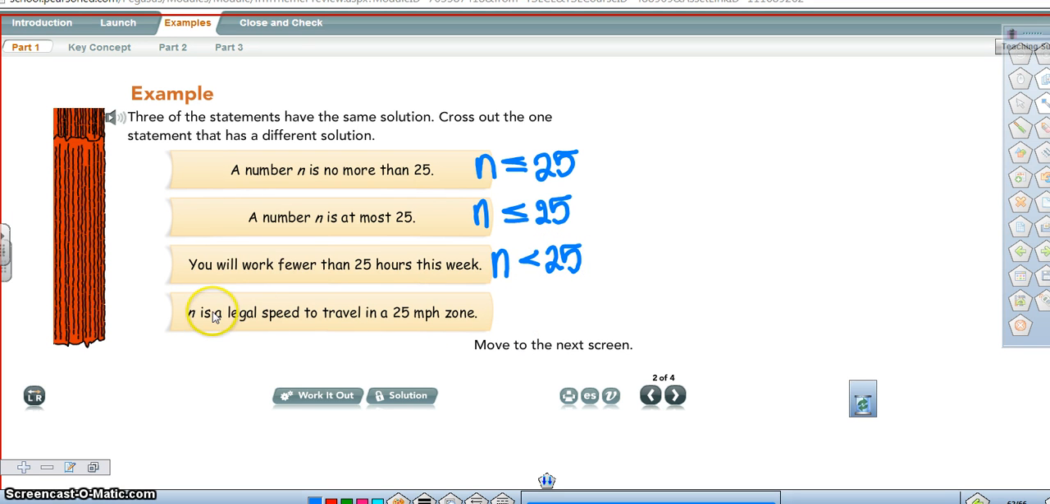Okay, this one, a legal speed to travel in a 25-mile-per-hour zone. Well, we know that if you're having a speed limit, you have to travel that speed or less. So this would be like the first two. So we can cross out this third one. It is not like the other three. All right, let's try another set.